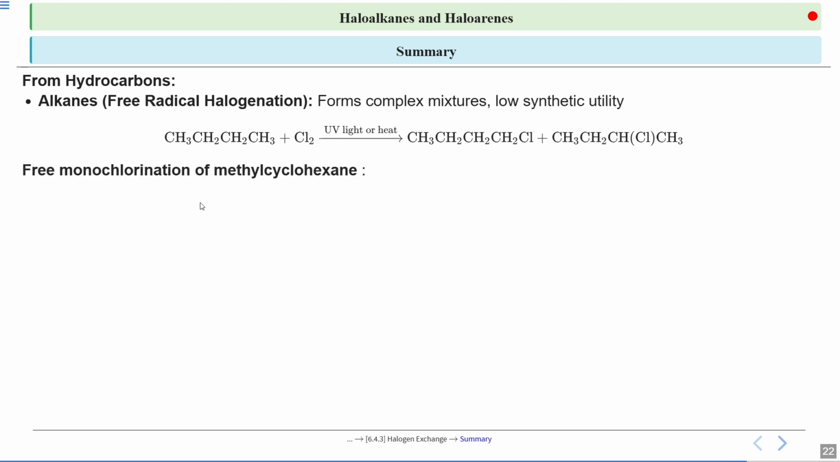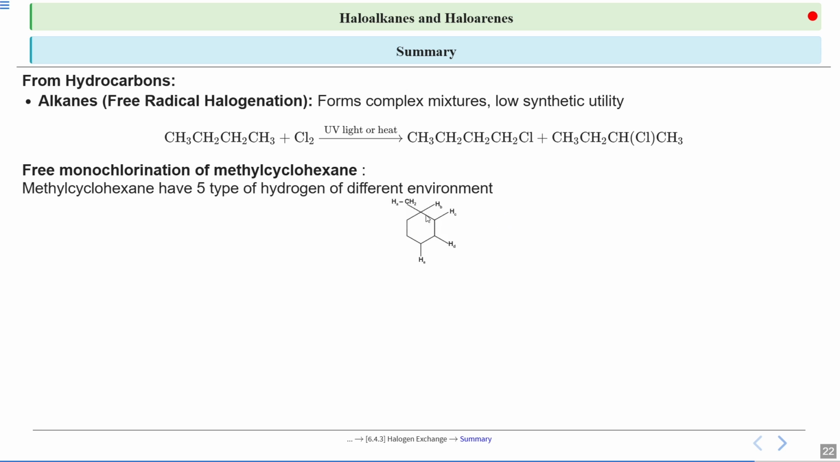Next, free radical monochlorination of methylcyclohexane. Methylcyclohexane has 5 types of hydrogen in different environments. So you can see we have an example of methylcyclohexane. Cyclohexane means a 6-carbon cyclic structure having a CH3 at one of the carbons. So it has 5 types of hydrogen in different environments.